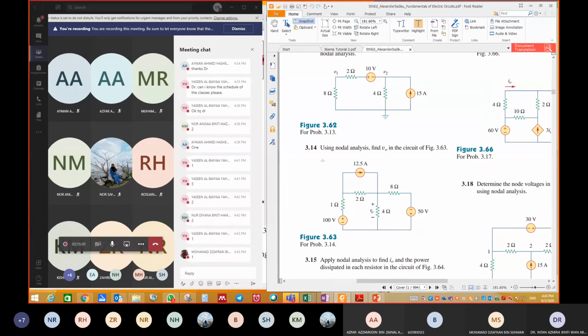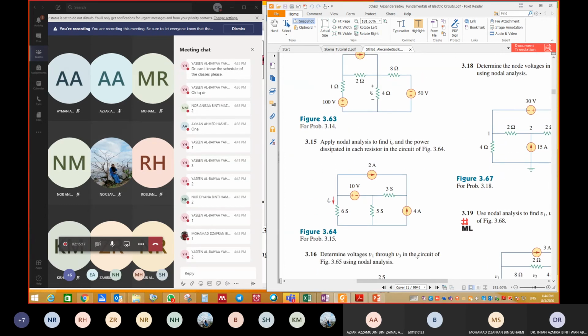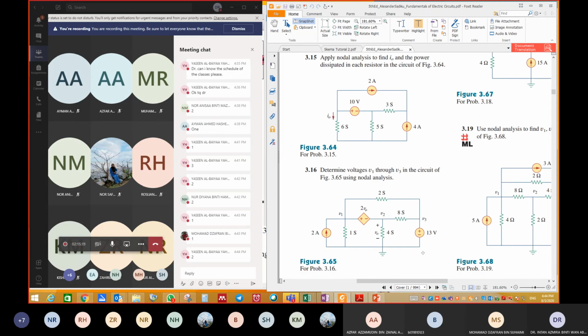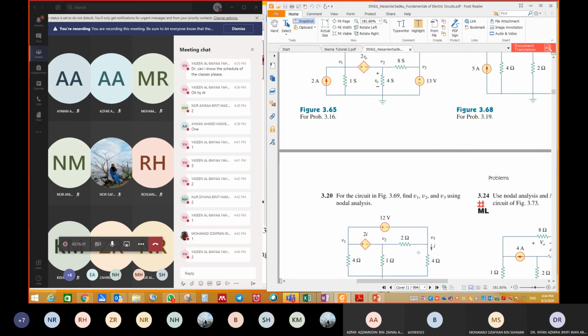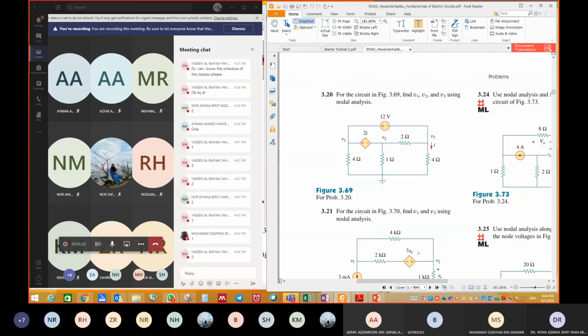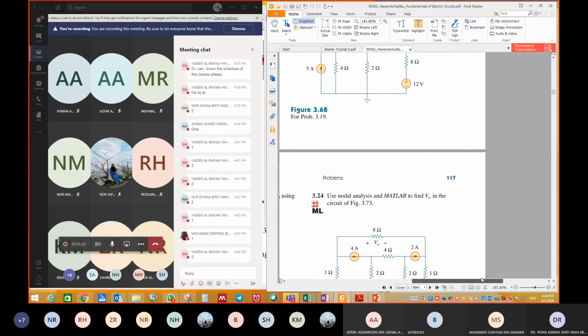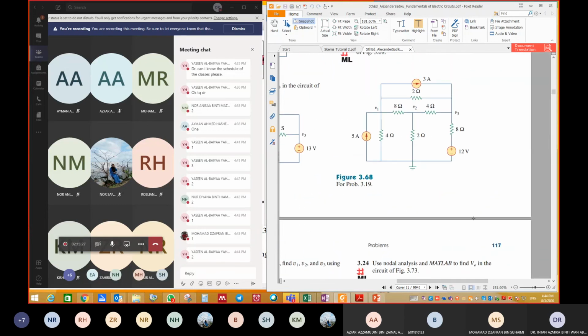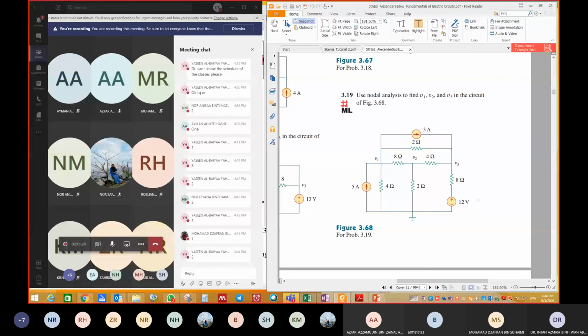How about this? Number 3.14. How many nodes here? Yes, 2 nodes. Here, one node and another one here. Okay, I think you can understand better. Right?